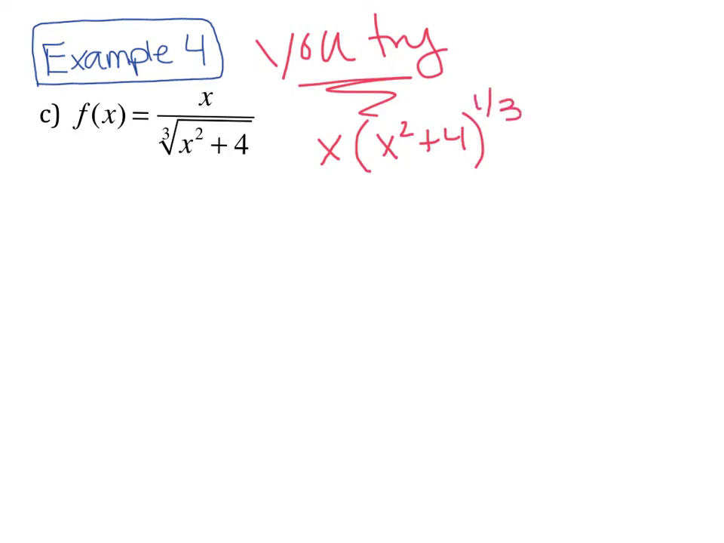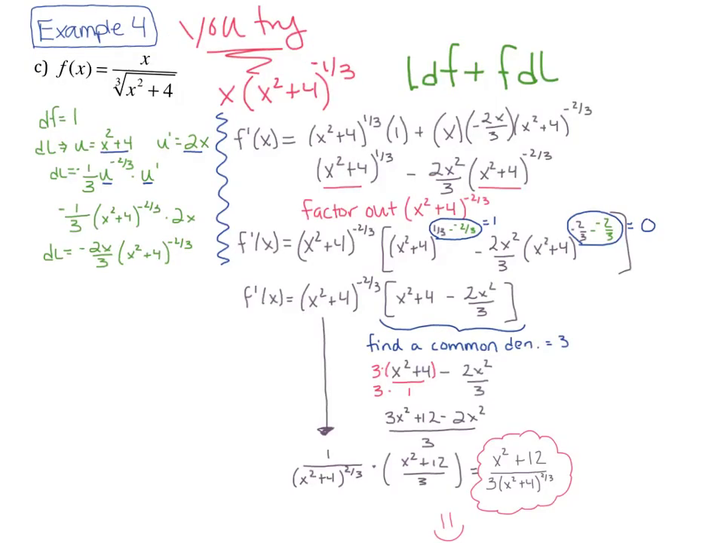Alright guys, so go ahead and pause the video, try this on your own, see if you can get the same answer as me. I know your head probably hurts, just work through this one, use my same steps as the last one, hopefully we can get the same answer. Okay guys, here's your final answer. It's way down here. X squared plus 12 over 3 parentheses x squared plus 4 raised to the 2/3.